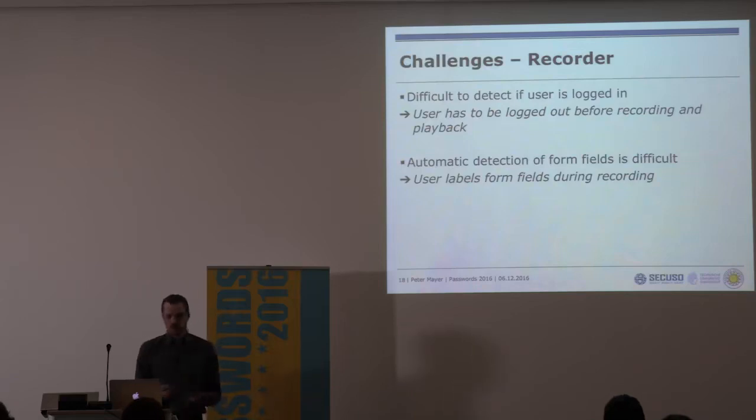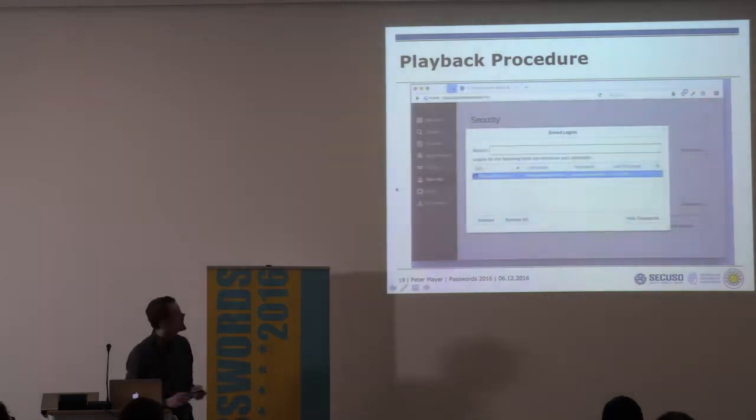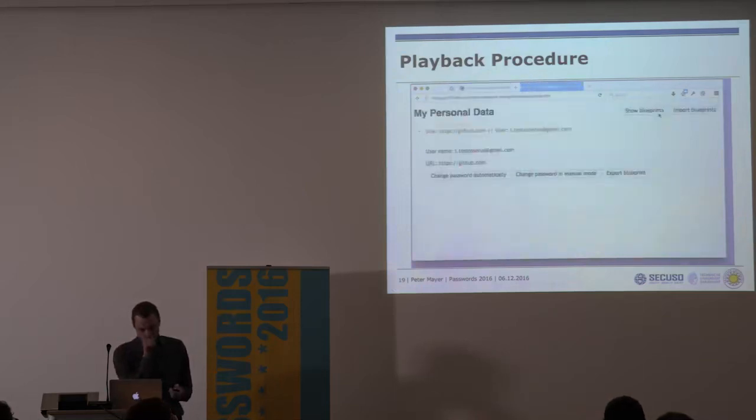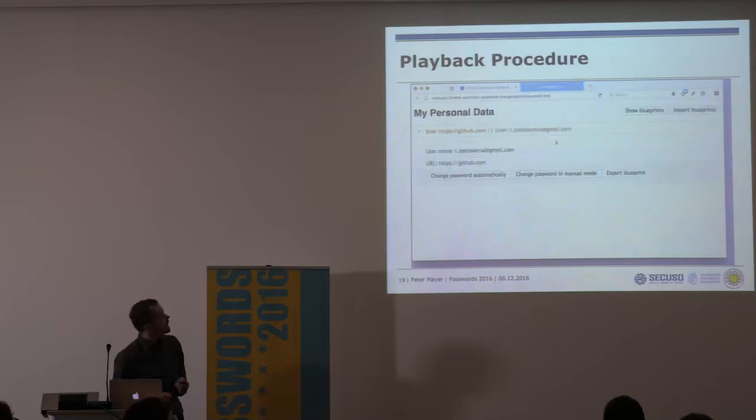Now, how does this look if we actually play back such a blueprint? So we start again in the browser, and this is the situation: we have this bad legacy password that we want to change. To do that, we just go to our account list, and then we see the blueprint is available. We can now click on Change Password Automatically.